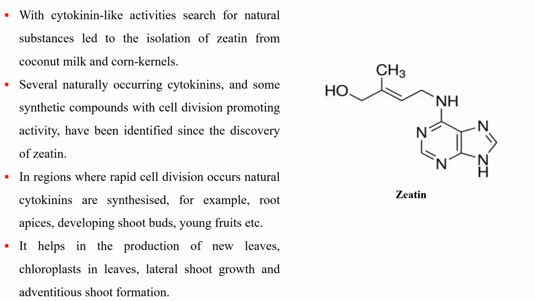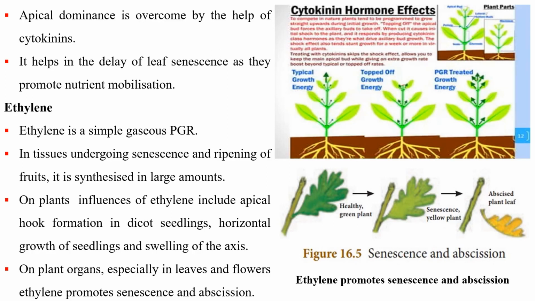It helps in the production of new leaves, chloroplasts in leaves, lateral shoot growth, and adventitious shoot formation. Apical dominance is overcome with the help of cytokinins. It helps in the delay of leaf senescence as they promote nutrient mobilization.